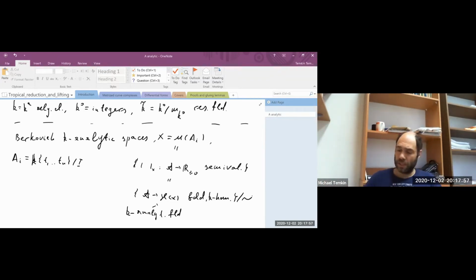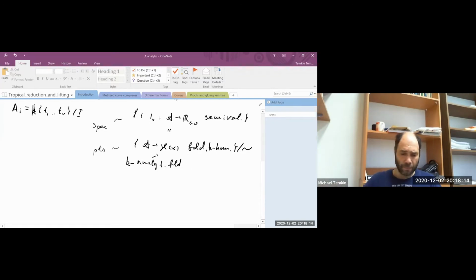So these two definitions are analogous to spectra of schemes. This is analogous to prime ideals. This is analogous to points, characters, description of ideals by the character, homomorphism to a field. Good.